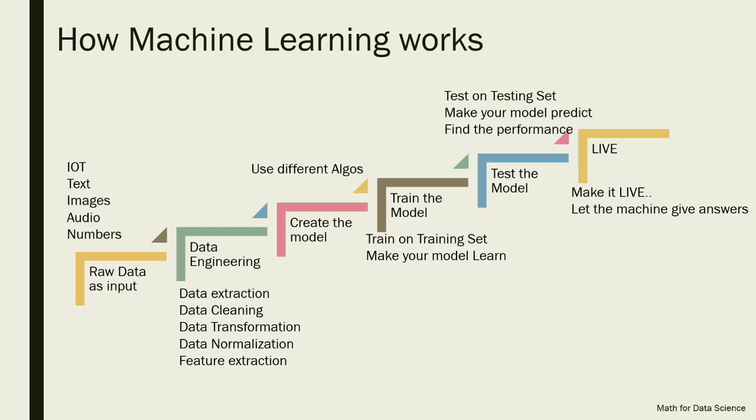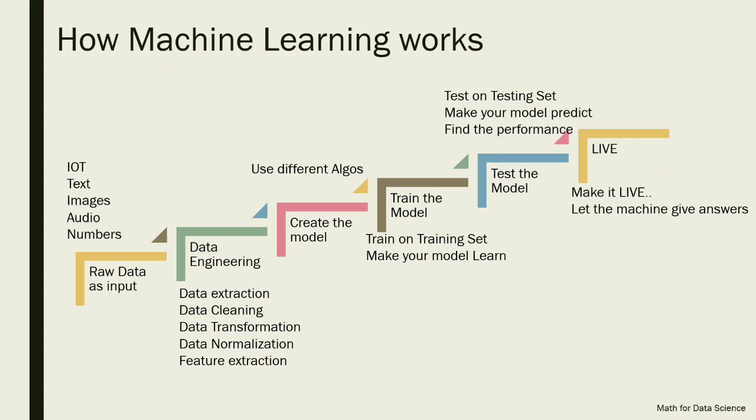Next is the flow diagram of machine learning, that is, how machine learning works. See, there are various steps. I have defined it stepwise. The first is that you have the raw data. Raw data, from where do you get this raw data? IoT, that is Internet of Things.